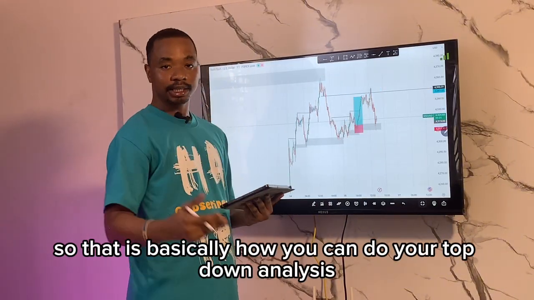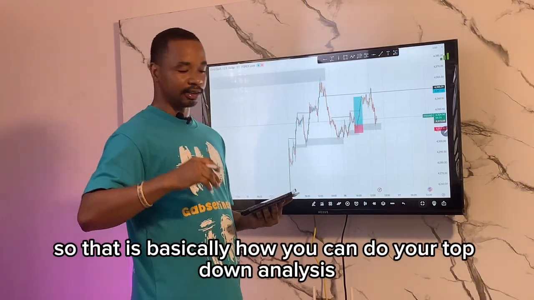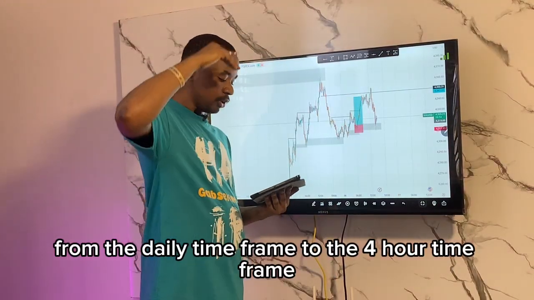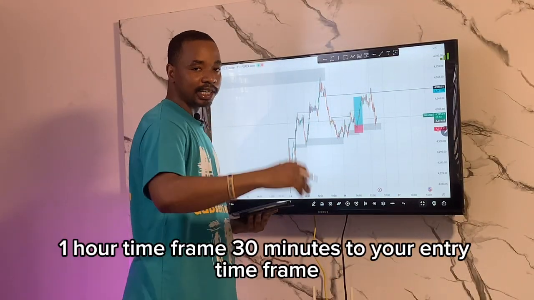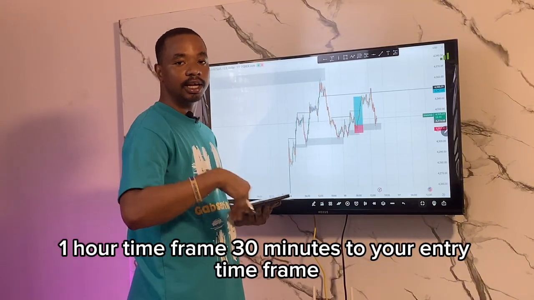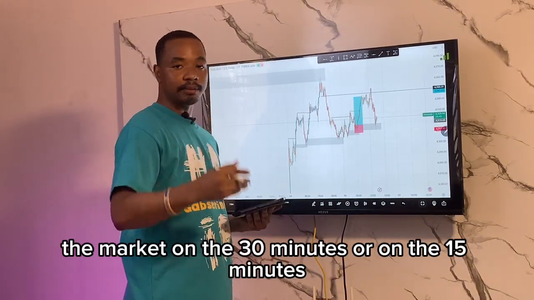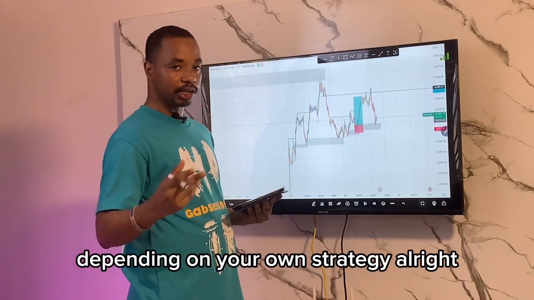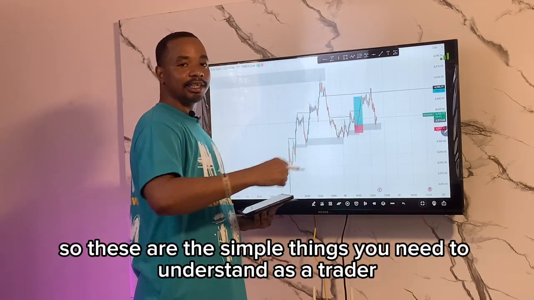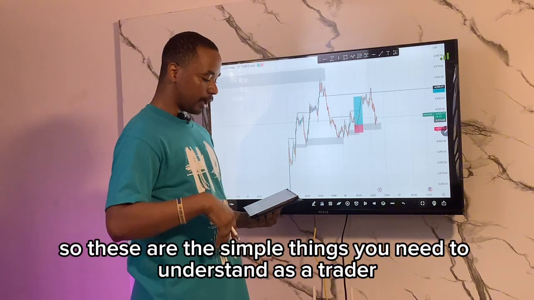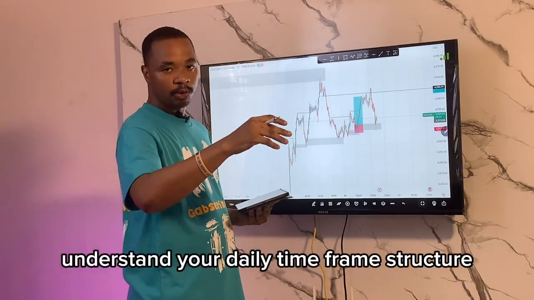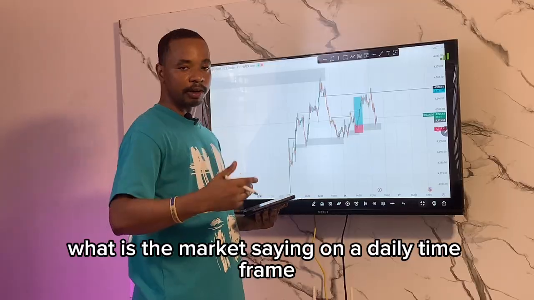So that is basically how you can do your top-down analysis. You start from the top, from the daily time frame to the 4-hour time frame, 1 hour time frame, 30 minutes, to your entry time frame. You can decide to enter the market on the 30 minutes or on the 15 minutes, depending on your own strategy. So these are the simple things you need to understand as a trader. Understand your daily time frame structure. What is the market saying on a daily time frame?